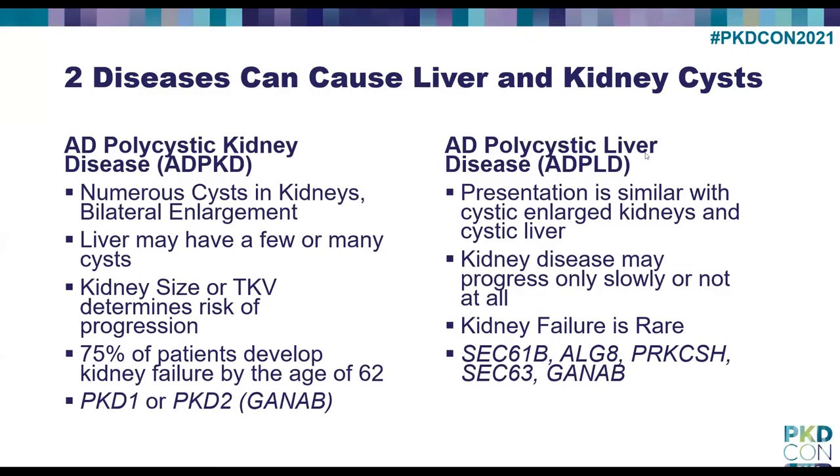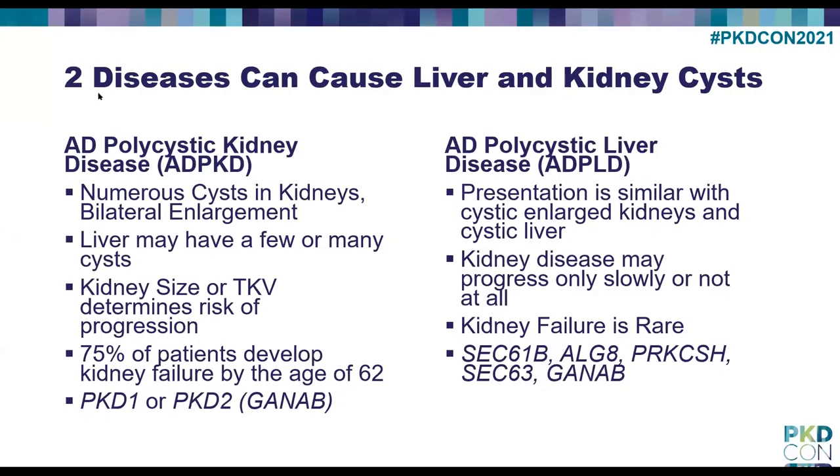The other disease, and this is sort of the mimicking disease, is called autosomal dominant polycystic liver disease. And the presentation can be similar in that there are enlarged kidneys and liver. However, in this disease, the kidney disease may progress slowly or not at all, and kidney failure is rare. And this disease is caused by mutations in genes that are involved in protein processing. For those of you who come to the longer talk tomorrow, I'll talk about that aspect a little bit more. But it's important to just know which side of this you're on.